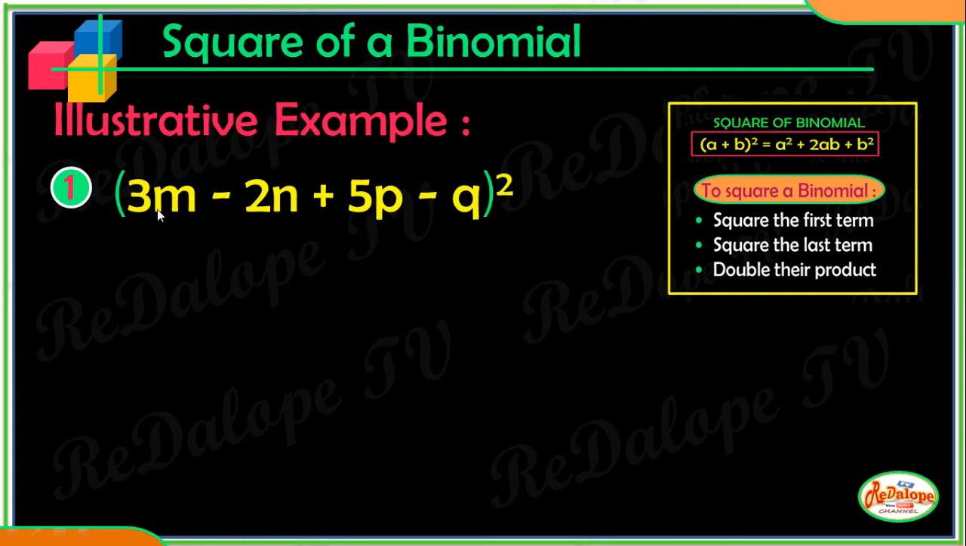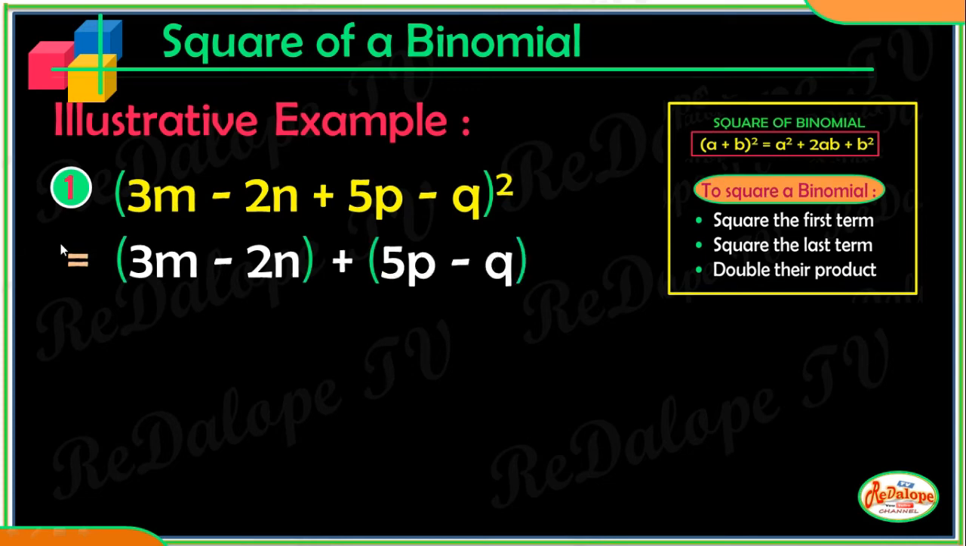So what we will do now is regroup the first and the second term to be treated as the first term, and the third and the last term to be treated as the second term. So that becomes a square of a binomial. If that is a binomial, then we can now apply this formula. Okay, let's do it. We will enclose the first and the second term to be treated as one term, and then the third and the last term to be treated as the second term, and that is being raised to square.